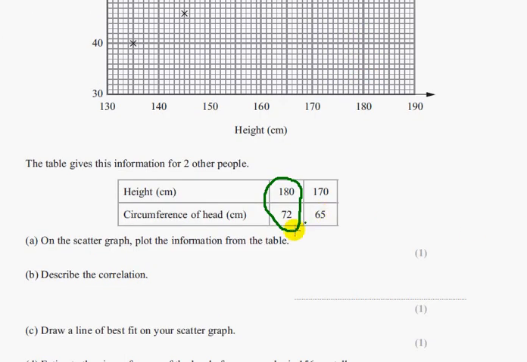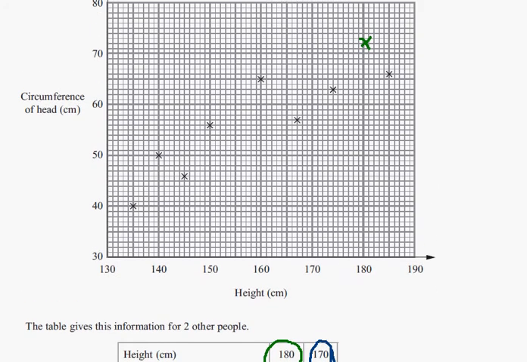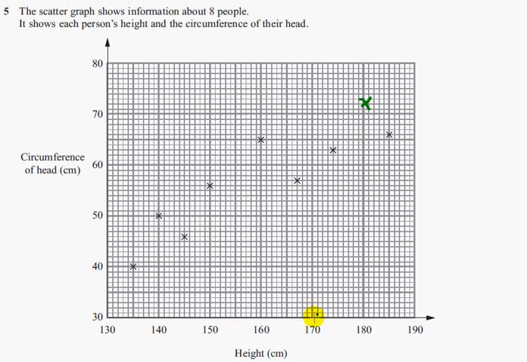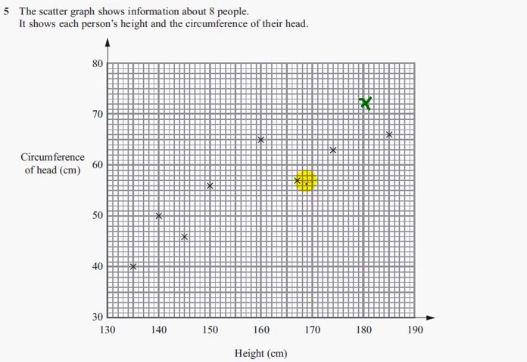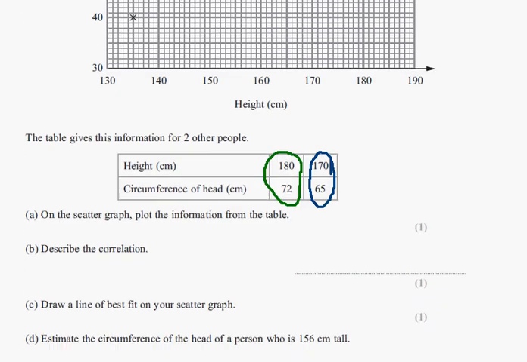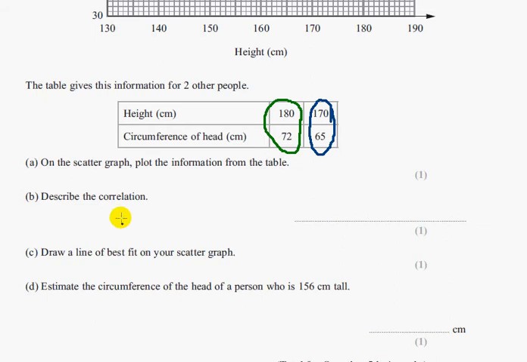The second person, let's do it in a different colour, has a height of 170 and a circumference of 65. So 170 is here up to, oops, I've forgotten, 65. 170 up to 65, that's bang here. Now that is worth your 1 mark if you plot those in the right place.